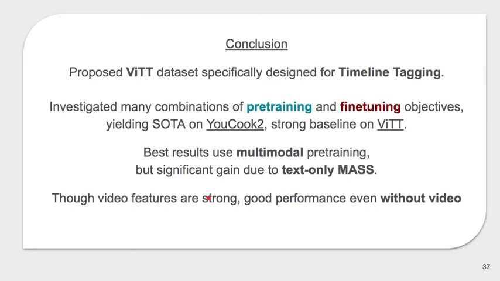Conclusion. We have proposed a new dataset called Video Timeline Tags, specifically for the task of timeline tagging. We have investigated many combinations of pre-training and fine-tuning objectives, yielding state-of-the-art on YouCook2 and strong baseline scores on ViTT. We get our best results using multimodal pretraining, but a significant gain is due to just using text-only MASS. Though the video features are strong, we get good performance even without video.